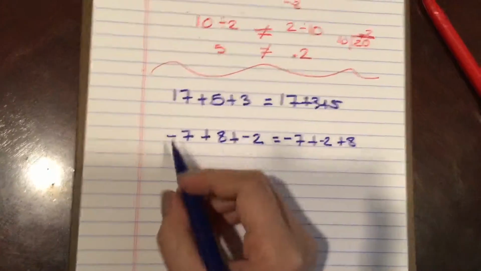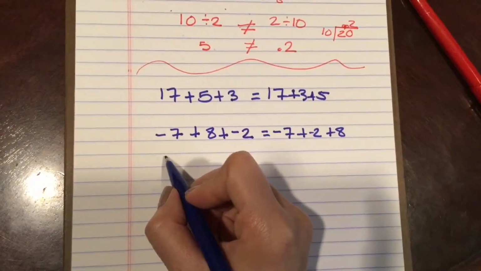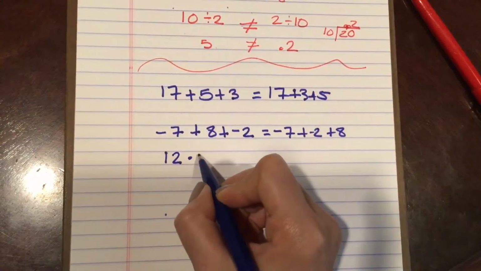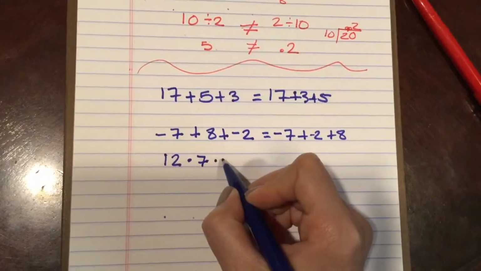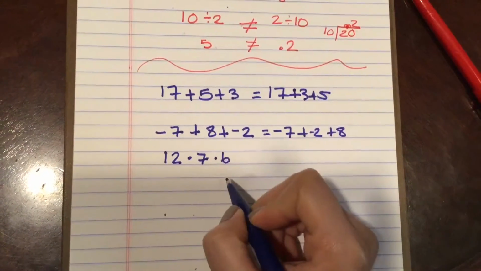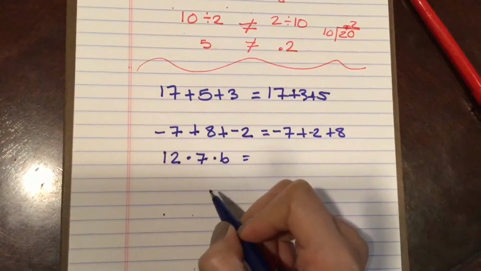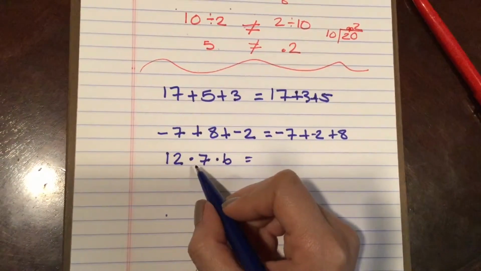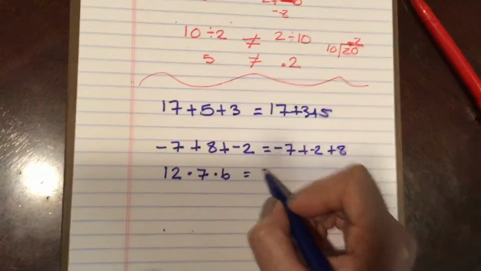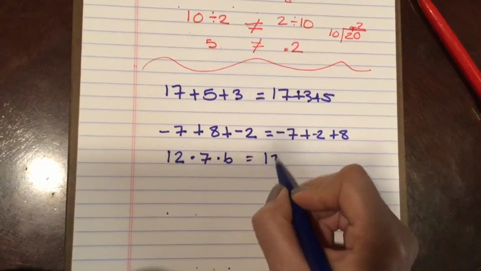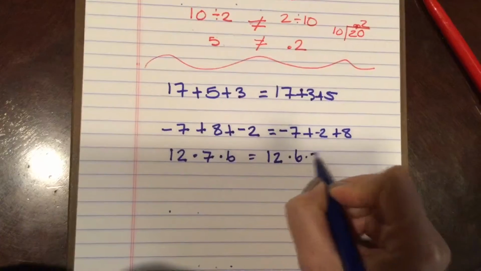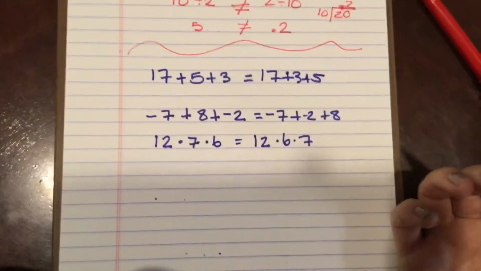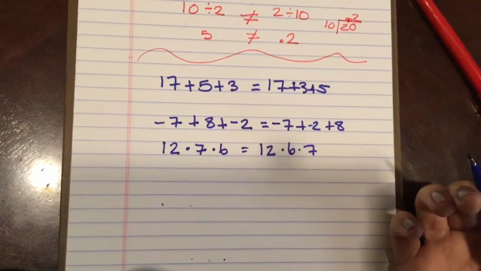Okay? What if I give you a multiplication problem? Like, let's say 12 times 7 times 6. How would you rearrange it? I'll tell you the truth, this problem's a very bad problem, but we'll make it work. 12 times 6 times 7. Notice I'm not even asking you for the answer. I'm just asking you to rearrange the numbers. This is a very easy concept to learn.